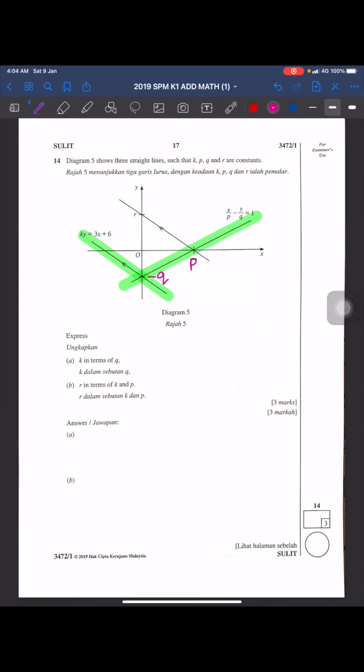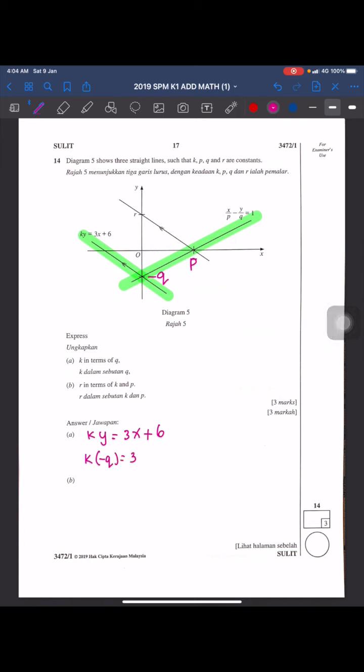Okay, so dia nak K in term of Q. Okay, so mudah sahaja. Okay, so kita tengok equation ni. So we have Ky equals to 3X plus 6, where kita ada value sini kan. X kita adalah negative Q. So substitute sahaja.